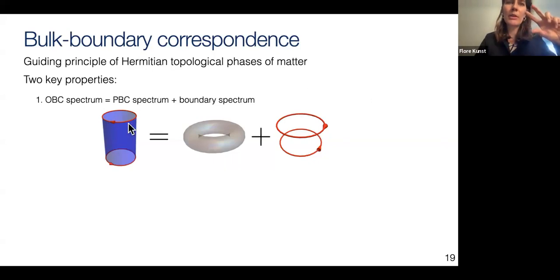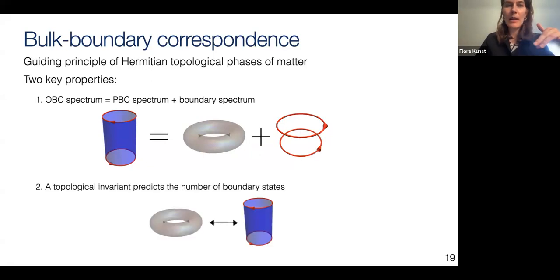Namely, the spectrum under open boundary conditions is equal to the spectrum under periodic boundary conditions plus the boundary spectrum. And a topological invariant exists which predicts the number of boundary states.